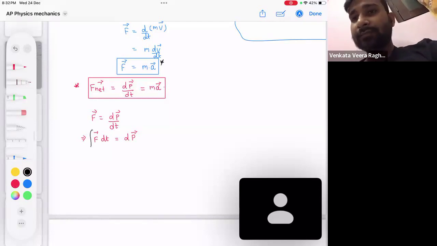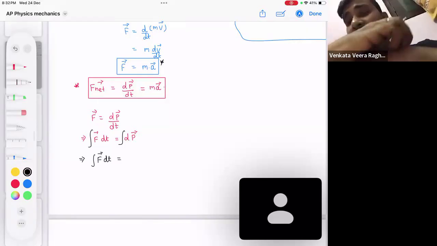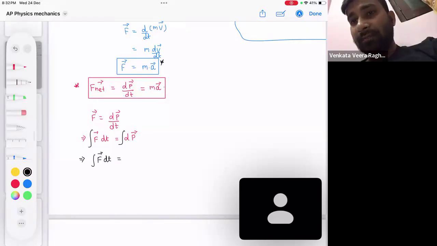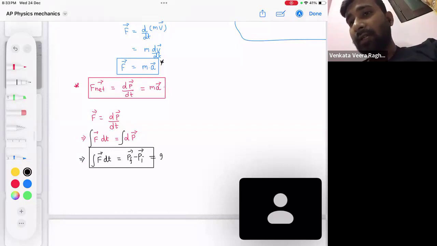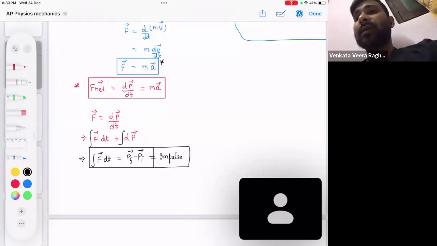Now let's integrate both sides. What is the integration of F dt called? The integration of F dt is the change in momentum, P final minus P initial. And do you know what the integration of F dt is also called? It is called the impulse acting on a particle.